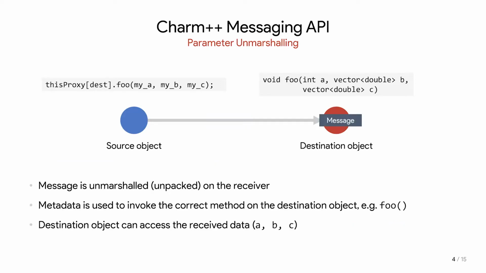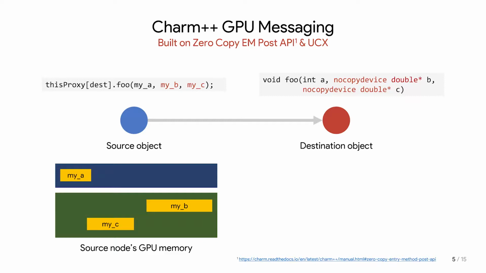When the destination object receives that message, it will unmarshal or unpack the message that contains the metadata as well as the data buffers. The metadata is used to invoke the correct method on the destination object, which is foo in this case. And the destination object can also access the received data, which is unpacked from the message. Building on top of this, we currently have a prototype implementation for exchanging data that's on the GPU. This is currently built on top of the zero copy entry method post API, which is explained in more detail in this linked manual as well.